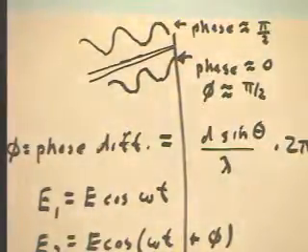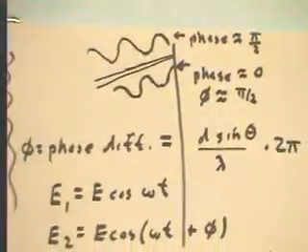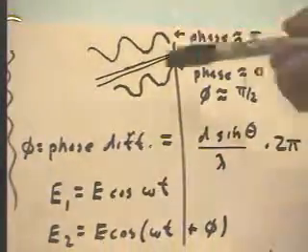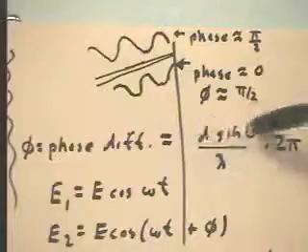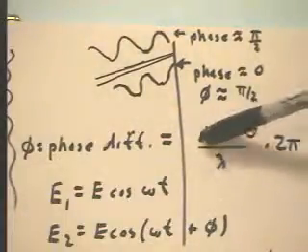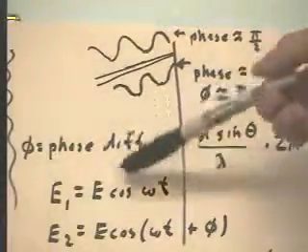The phase difference between the two waves, well, what is it? This wave lags this one by d sine theta. So that's d sine theta over lambda of a complete cycle.